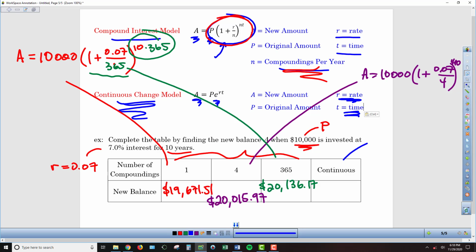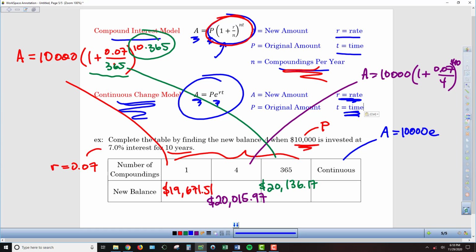Now for the final example, what if the interest was being recalculated and applied to the principal every instant? So not just every day, not every minute, not every second, but continuously. So what impact does that have? Well, now we're going to be using this continuous change model. So we're going to have A equals, P is still our initial amount, 10,000.